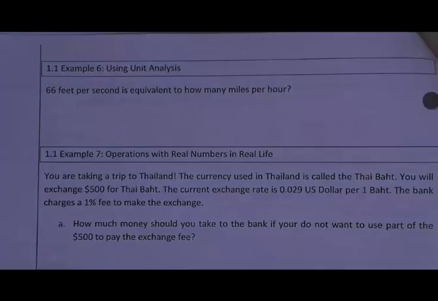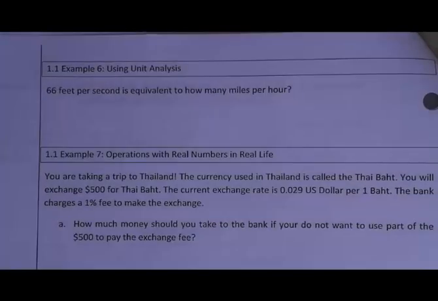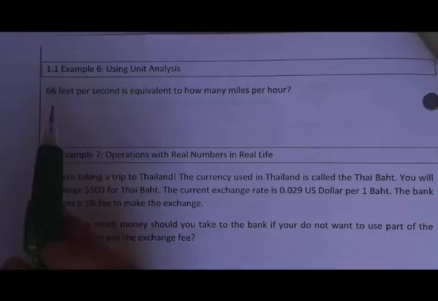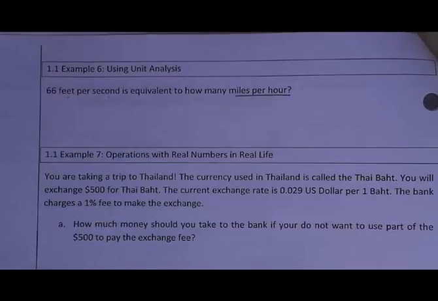Alright, so let's do some unit analysis. We'll start out really easy from section 1.1, example 6. We are going to convert 66 feet per second to miles per hour. Now when I do unit analysis or dimensional analysis, I like to use my fractions. Let me show you why.